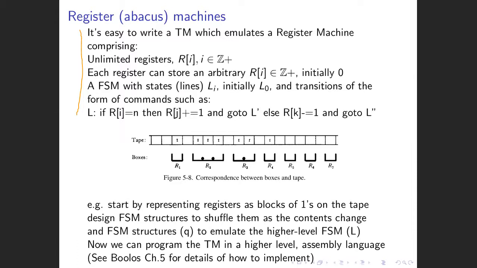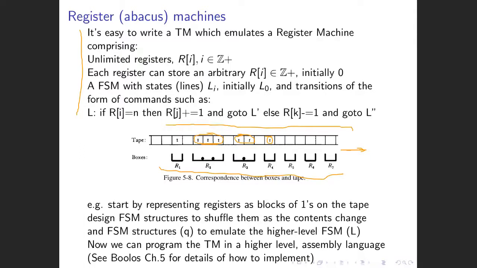And it shows you how to do it in the book chapter that I put on Blackboard. Not going to go through the details, but roughly you're going to use this convention again. Here is the tape of the Turing machine, and we're going to use blocks of ones to represent the states of each register. So here's the state of register 2, here's the state of register 3, here's the state of register 4. The other registers are empty.